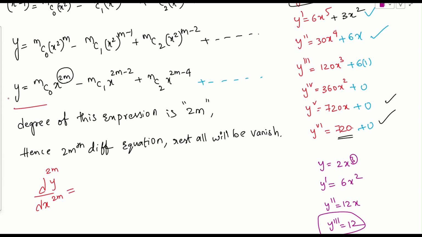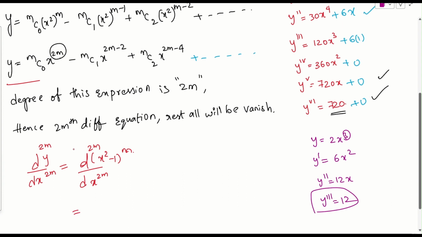Let us do it. If you check, what is the first derivative? mC0 will be as it is, it will be taken out. So let me give you d by dx of the 2mth derivative of x power 2m. What is y? y is nothing but x square minus 1 whole power m, right? First of all, mC0 is there, so take mC0 as it is outside.